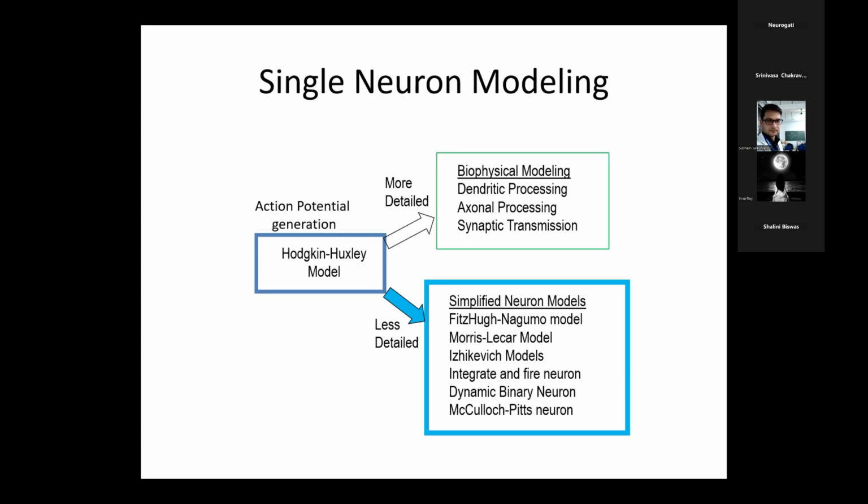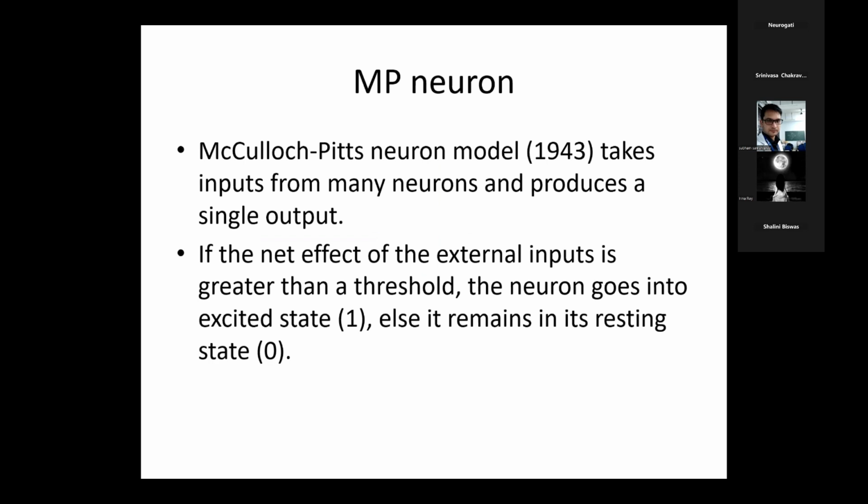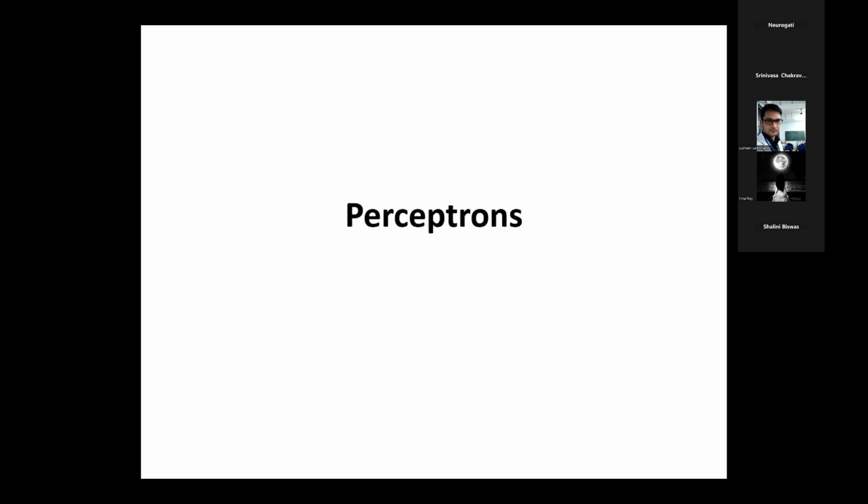So we have seen the FitzHugh-Nagumo model. I'm sure you have done some practical sessions on the FitzHugh-Nagumo, Morris-Lecar, and Izhikevich models and so on. Now from this point onwards, we will look at a single neuron model called the McCulloch-Pitts neuron model. Yesterday, at the end of Hodgkin-Huxley, what we have seen is this is the neuron. Input is a current. Output is a frequency.